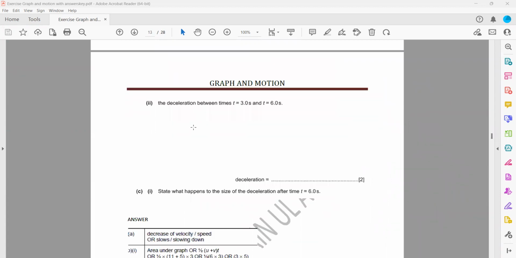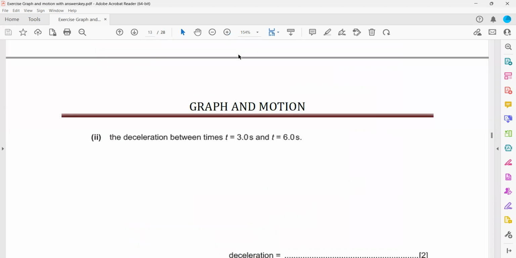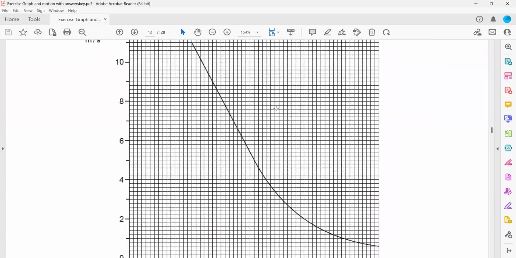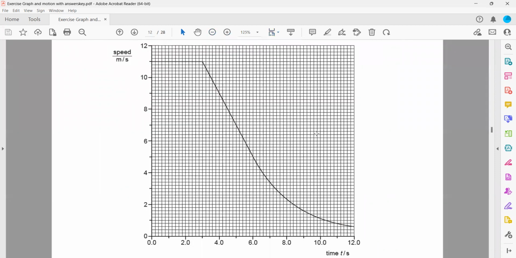Then the next, the deceleration. Deceleration means the change in the speed from 3 seconds to 6 seconds. So from 3 seconds to 6 seconds, what is the change in speed? To calculate deceleration for a straight line graph, you can use a formula or you can use a gradient as well. If you use a gradient, the gradient will be y2 minus y1 over x2 minus x1. For a straight line graph, I prefer that you use a formula.